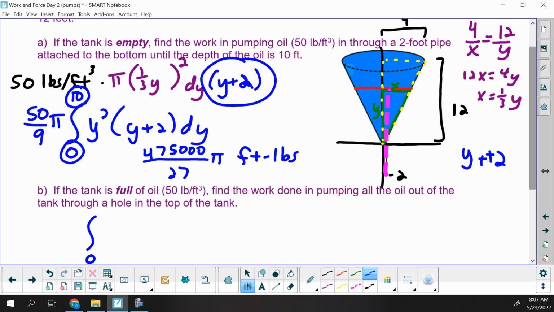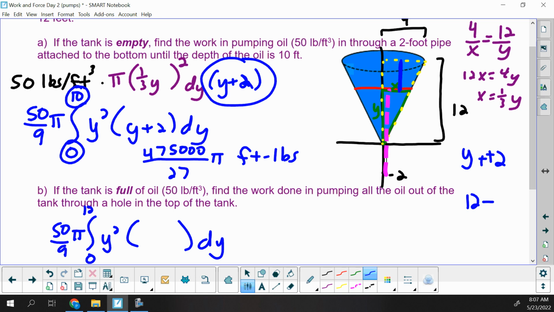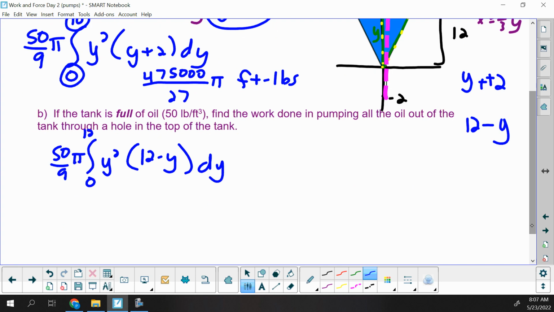So our integral now is going to be 0 to 12. We'll still have the 50/9 pi and the y squared. We've got to figure out our distance and then dy. So now our distance is going to be from the top to our slice, because we want to pump it out a hole in the top. So our top is at 12 minus some random y value where our slice was. So 12 minus y will be our distance. And if we were to punch that in the calculator, we'd get 9,600 pi foot-pounds.